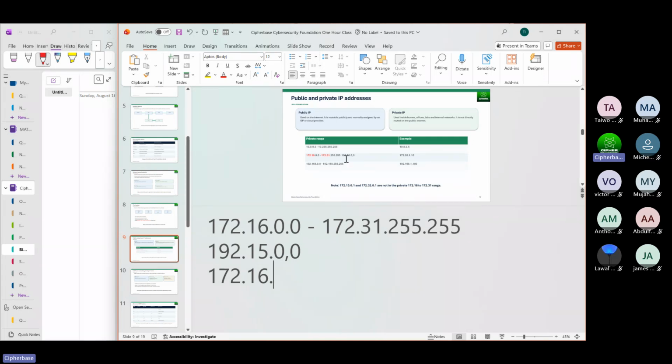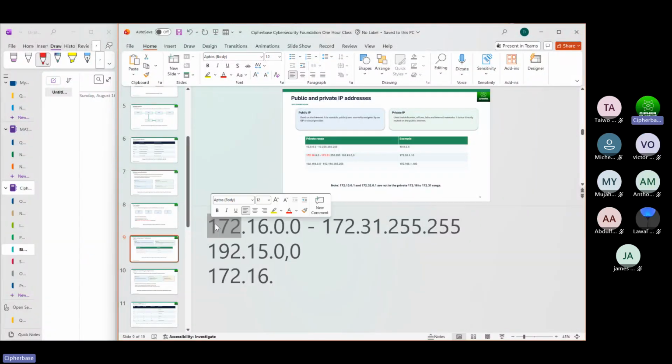So now, I just want us to look at it very well. This is constant. But both private and public IP can use this 172. That's why it ranges from the next octet. This is the first octet, 172. This one shows that it's either private or public.